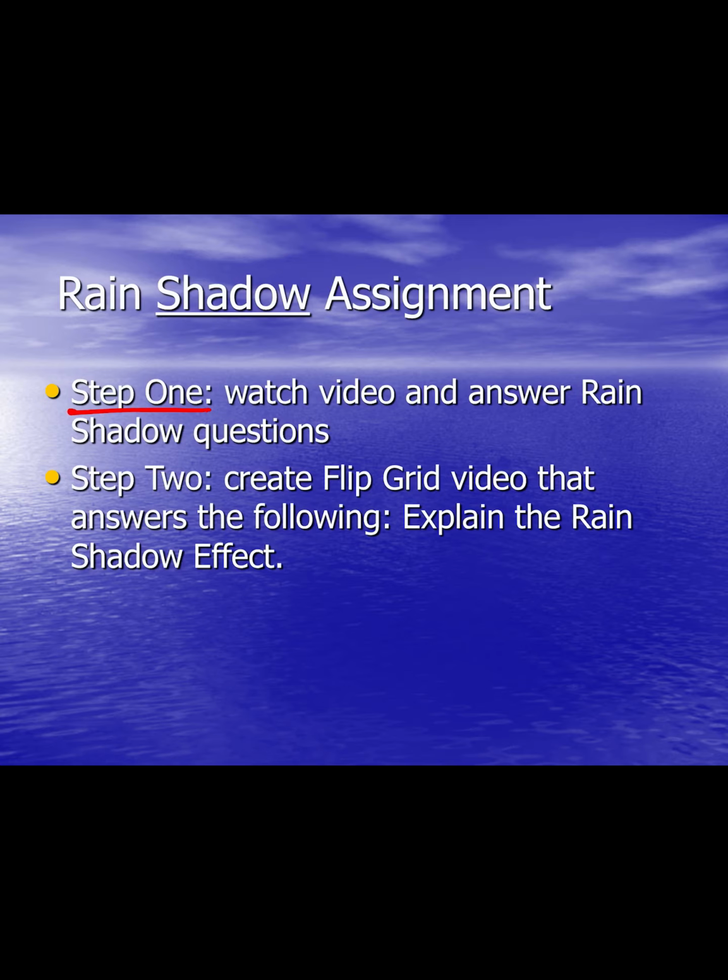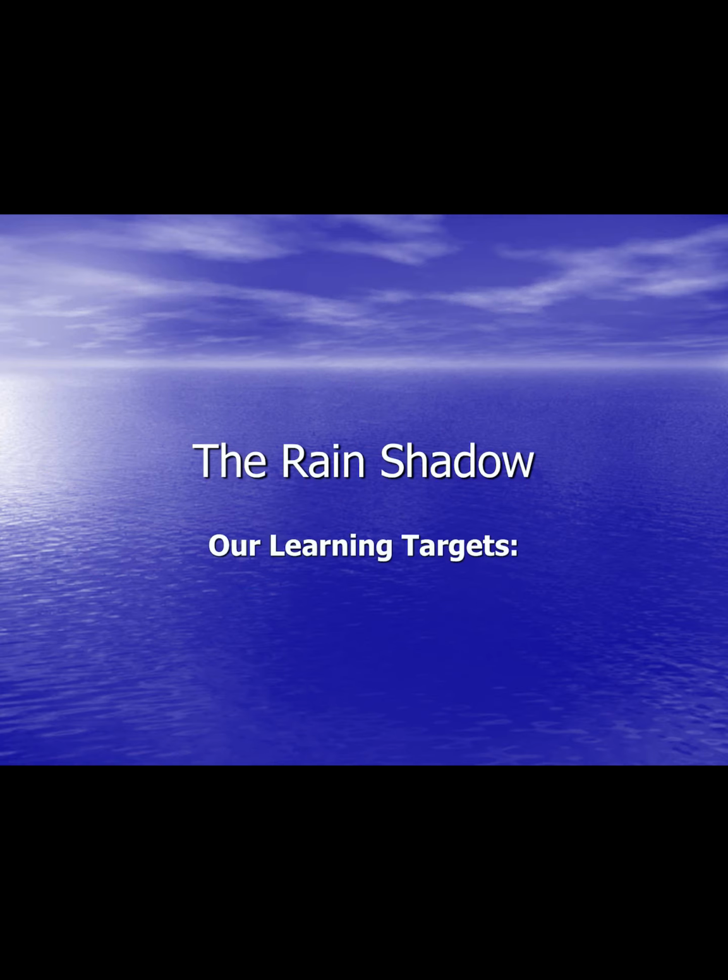There's 2 steps. Step 1 is to watch this video and answer the 7 questions in the rain shadow questions, which was on our Google Classroom. It was right under this. It was a link right under this video. And the second step is to create a Flipgrid video. So you're going to create a video where you're going to explain to me the rain shadow effect. Okay, that is our learning target.